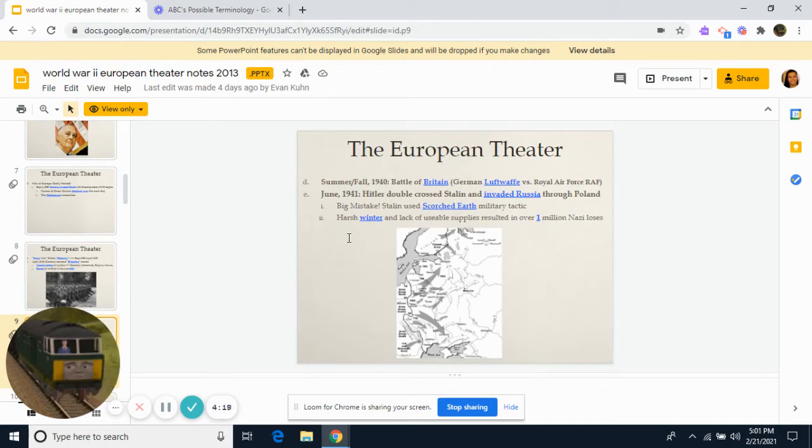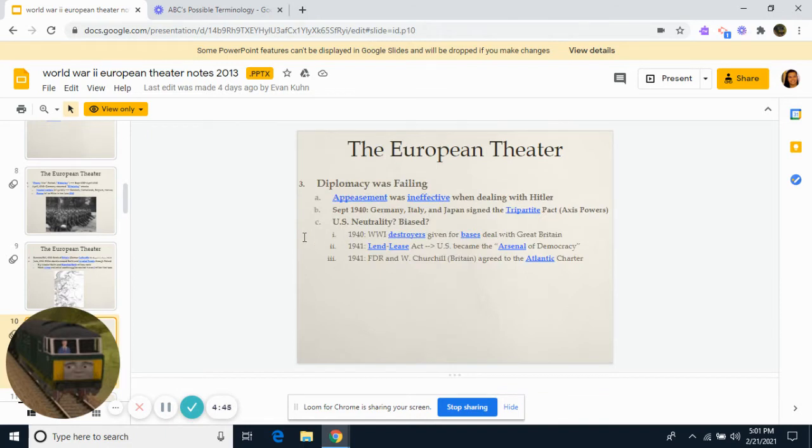German Luftwaffe versus Royal Air Force. June 1941, Hitler double-crossed Stalin and invaded Russia through Poland. Big mistake. Stalin used the scorched earth military tactic. Harsh winter and lack of usable supplies resulted in over 1 million Nazi losses. Diplomacy was failing. Appeasement was ineffective when dealing with Hitler. September 1940, Germany, Italy, and Japan signed the Tripartite Pact, the Axis powers. U.S. neutrality.